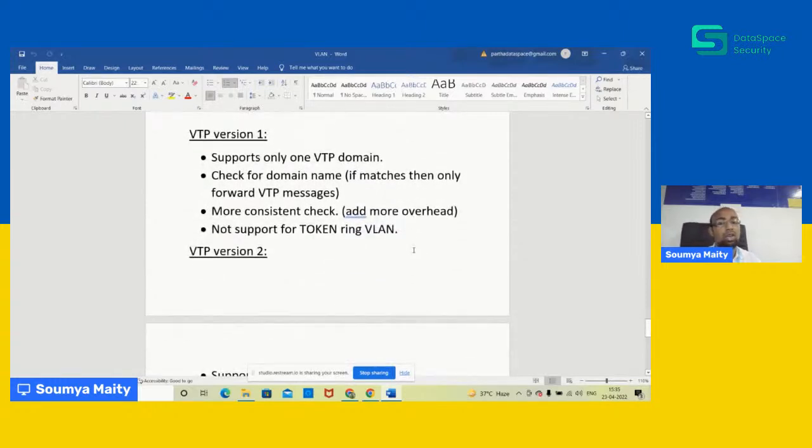Version 1 supports only one VTP domain. So it checks for the domain name, and only if it matches does it forward the VTP messages, because there is only one VTP domain. Next, it does a more consistent check, and it is not supported for Token Ring VLAN.